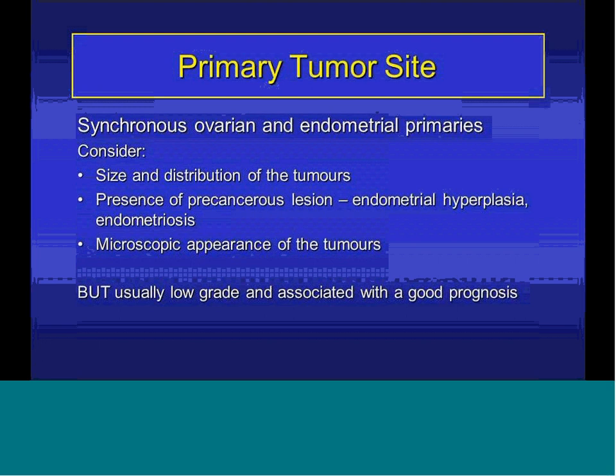And the microscopic appearance of tumor can be helpful. Often there'll be subtle differences in the amount of squamous dysplasia or squamous differentiation between the two that can point you in the right direction. But in the majority of cases when you've got tumors both in the ovary and the endometrium, they are synchronous primaries and two checklists are necessary.